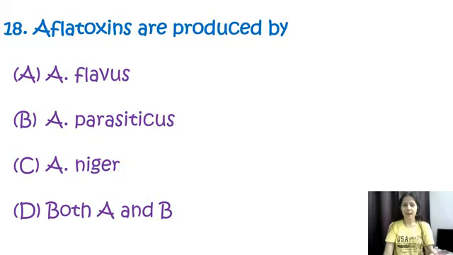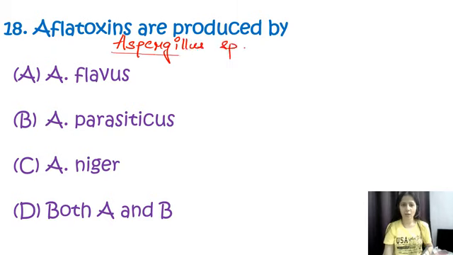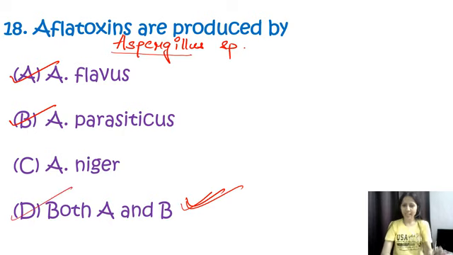Question number 18. Aflatoxins are produced by: A. flavus, A. parasiticus, A. niger, or both A and B. Now what is this aflatoxin exactly? It is a toxic compound which is produced by species of fungi, especially the Aspergillus species. Those are Aspergillus flavus and Aspergillus parasiticus. So over here my correct option will be D, that is both A and B.